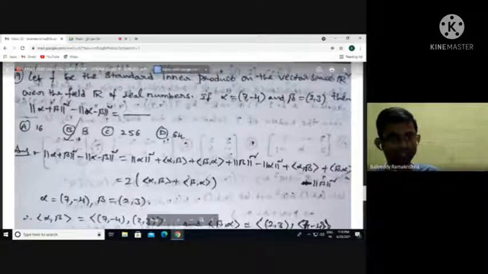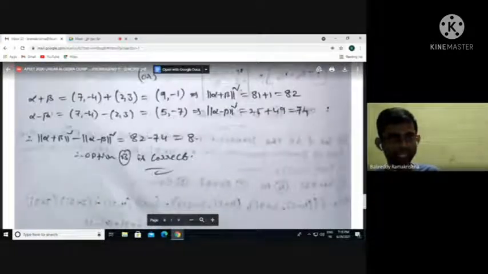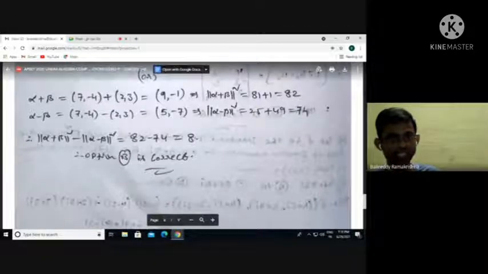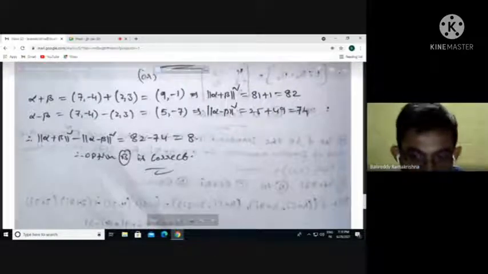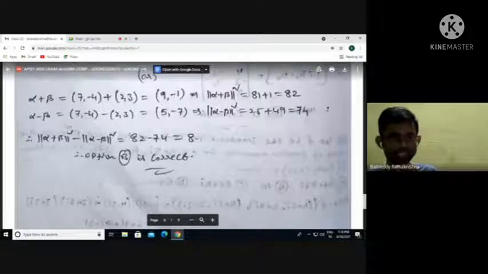So here we have a simple method. First we have to find alpha plus beta. Alpha is equal to (7, -4), beta is equal to (2, 3). So alpha plus beta is given by (9, -1). So norm of alpha plus beta whole square is 9 square, which is 81, plus 1, which is equal to 82. That means norm of alpha plus beta whole square is 82.